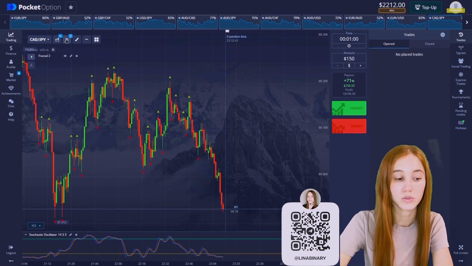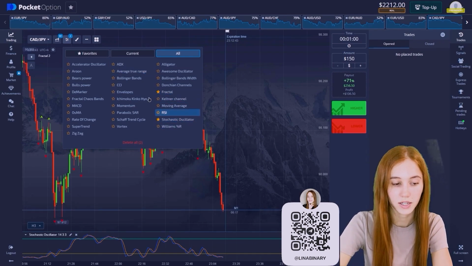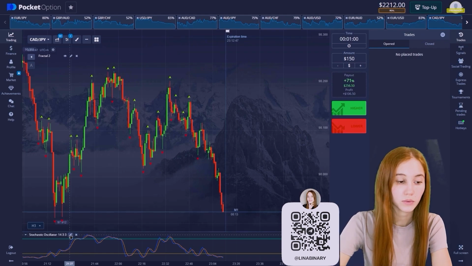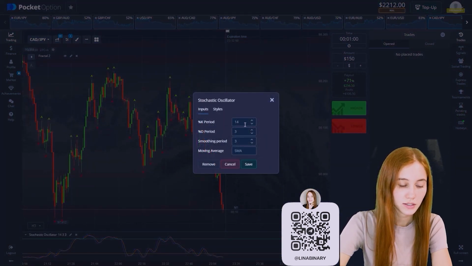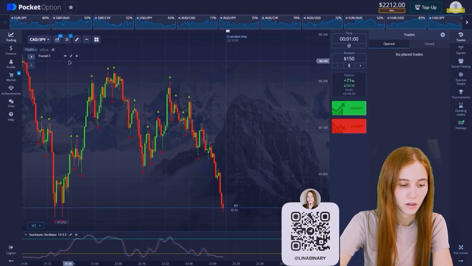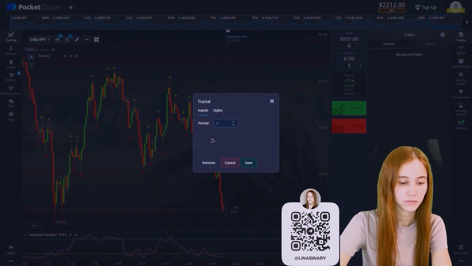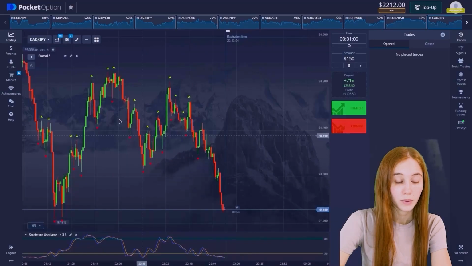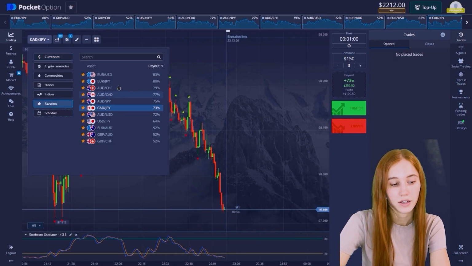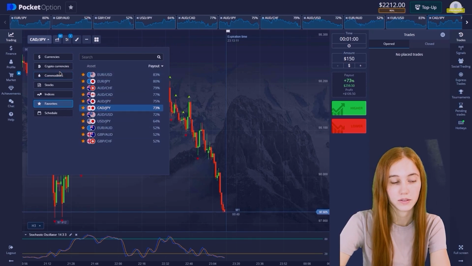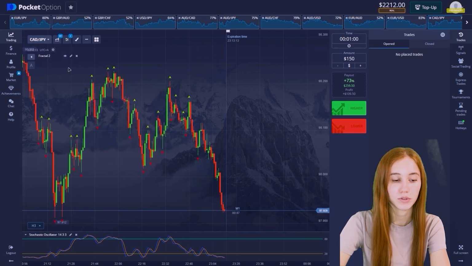Today we traded using 2 indicators, fractal and stochastic. I talked about how they work at the beginning of the video. Stochastic settings, you can copy them. Here are the fractal settings you see. We also traded on currency pairs, and I recommend also trading on currency pairs with payouts of more than 70%.